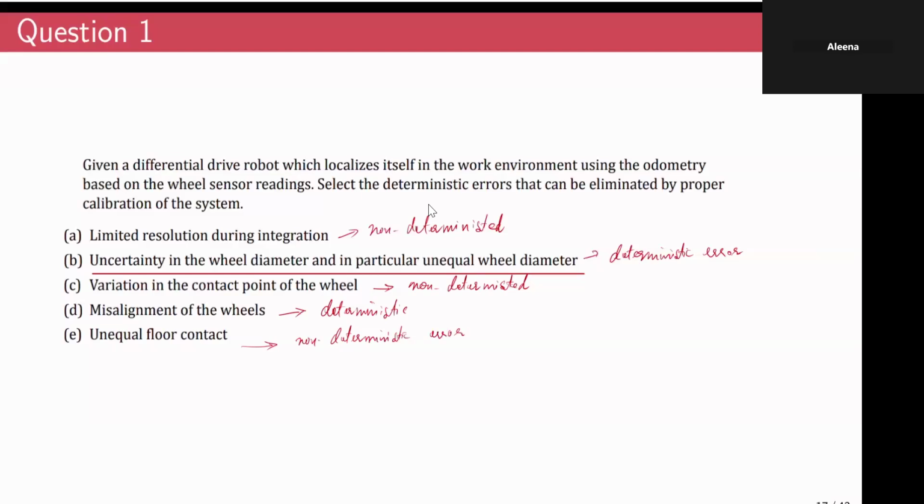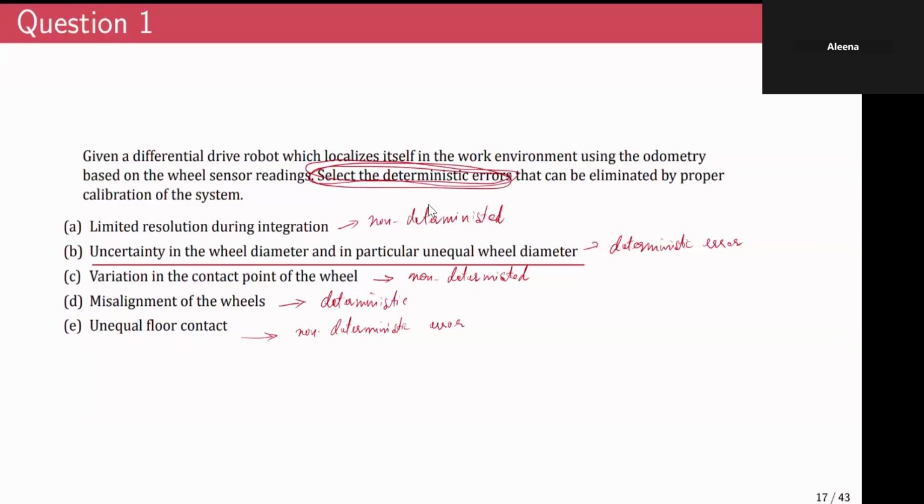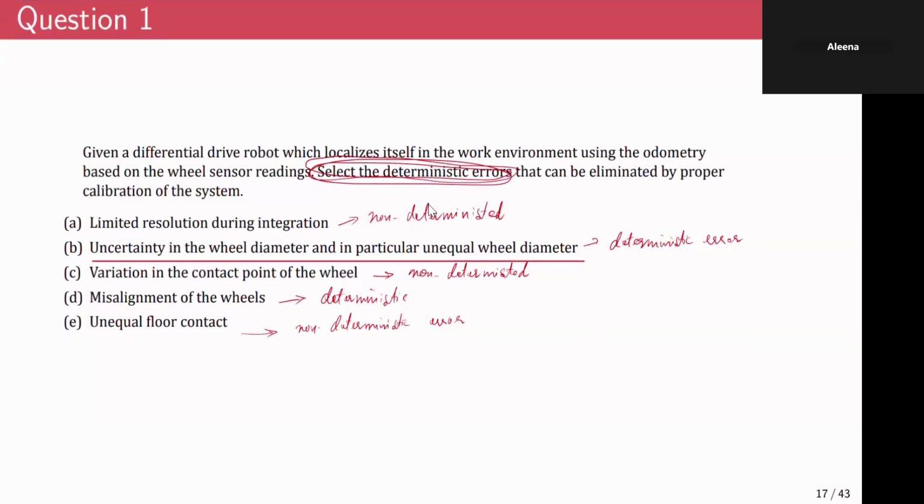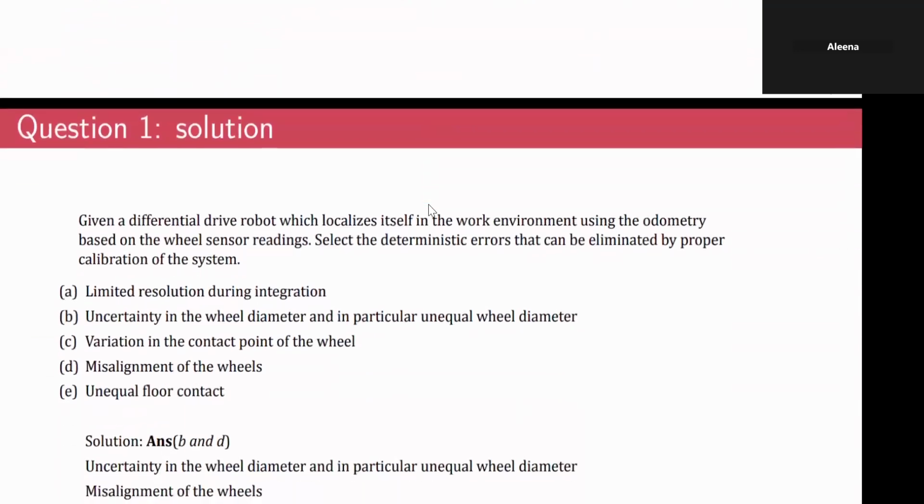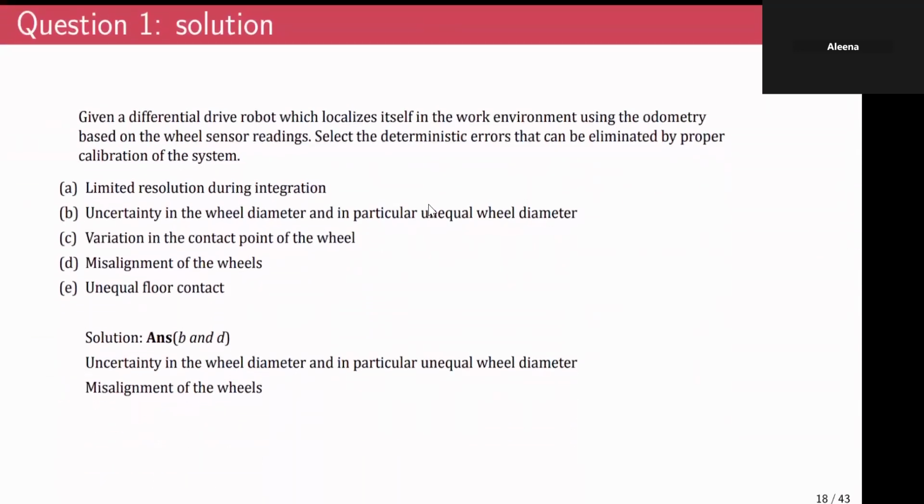Right? The question specifically asks to select the options that come under deterministic error. So I think we have two correct answers, option B and option D. Those are indeed our correct answers. I hope that is clear. No further clarification is required on that. Yes, the correct answers are options B and D.